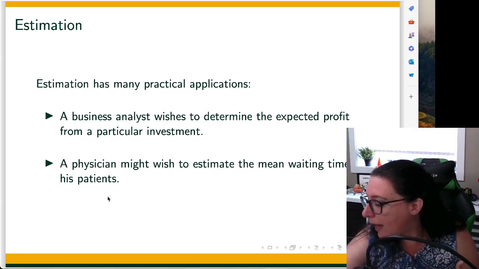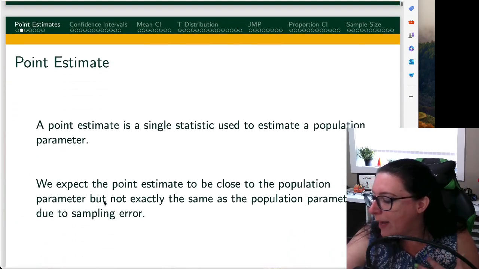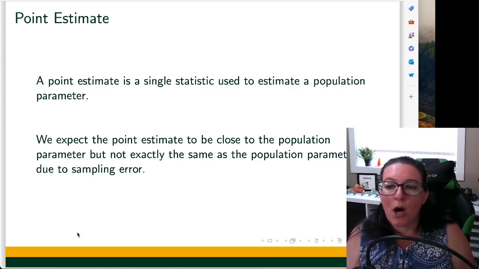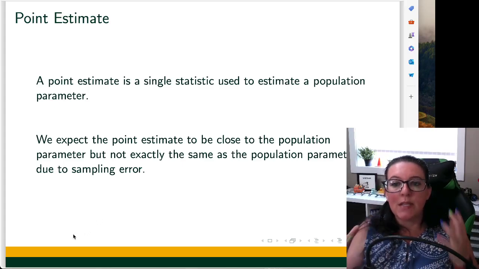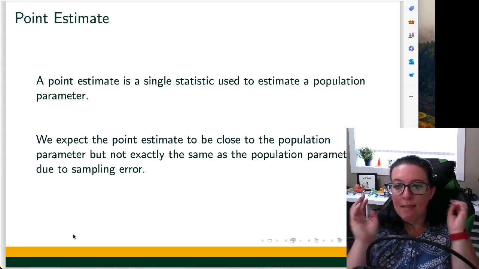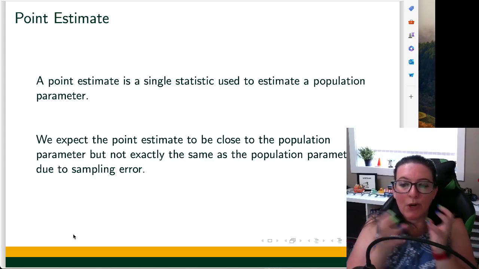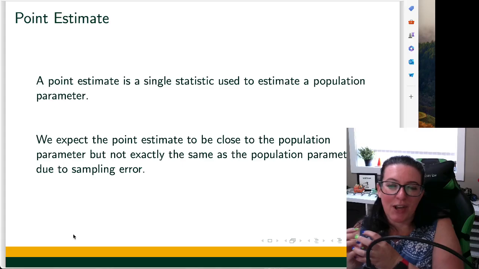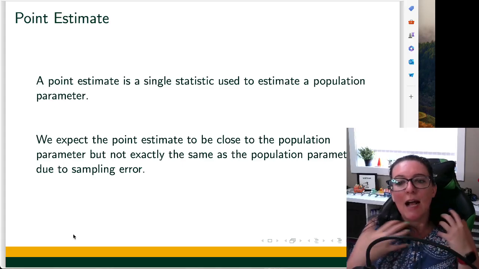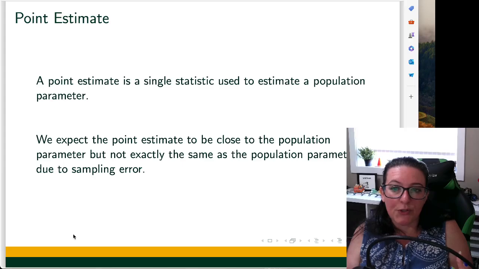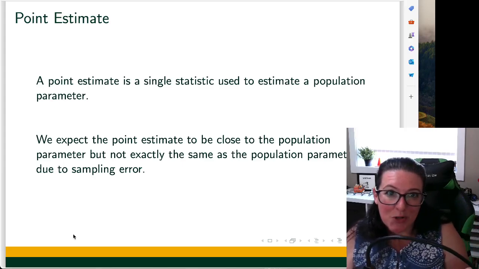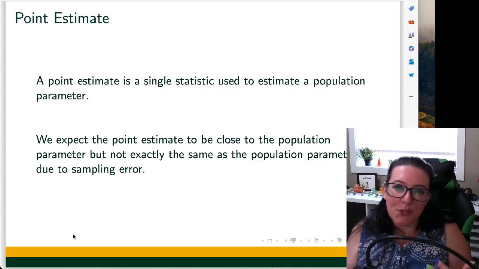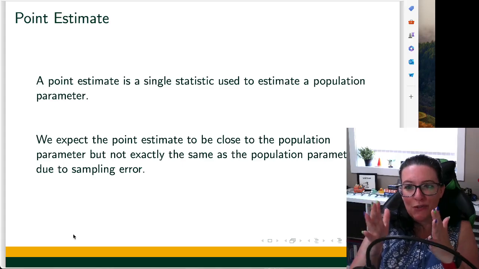A point estimate is a single statistic used to estimate a population parameter. So essentially with a point estimate, we're saying this sample average is what we're using to predict the population average, a single statistic, as opposed to confidence intervals, which use the sampling distribution and the multiple samples. So we have multiple sample statistics to get a range of values.